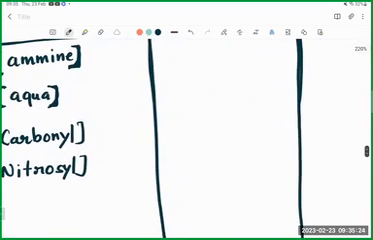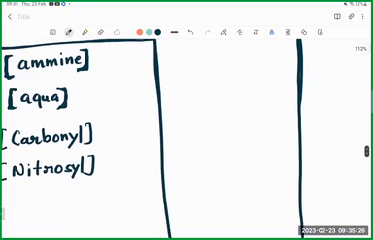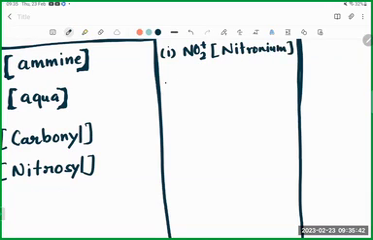Then the positive ones; we do not have many. We have very few positive ligands, like nitronium and nitrosonium. First is NO2 plus, which is called nitronium. Seeing the plus charge in the molecular formula, you call it nitronium. When one oxygen is removed and just NO plus is left, it is called nitrosonium. Is it clear to you?